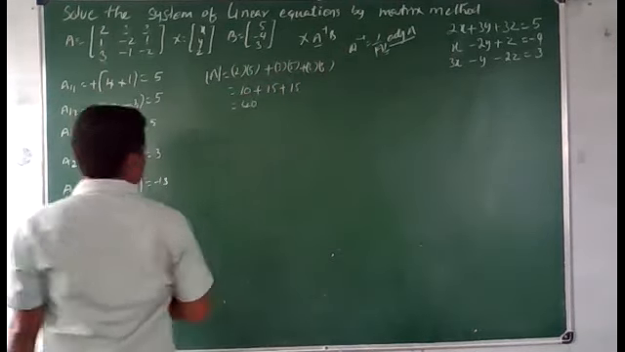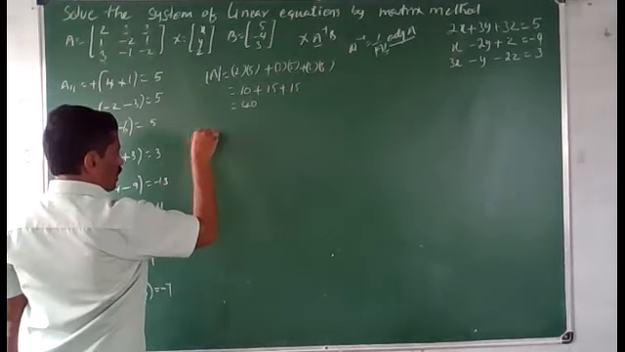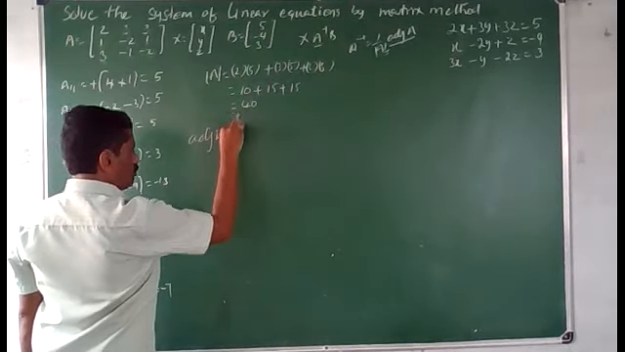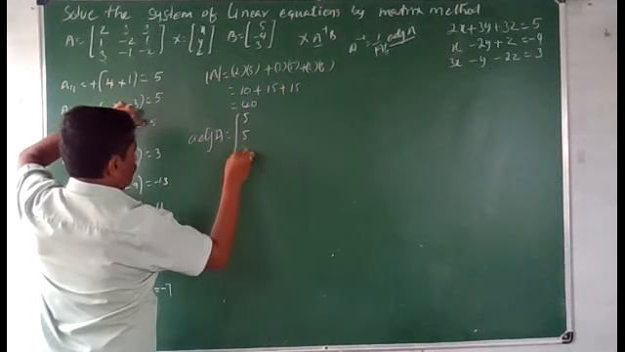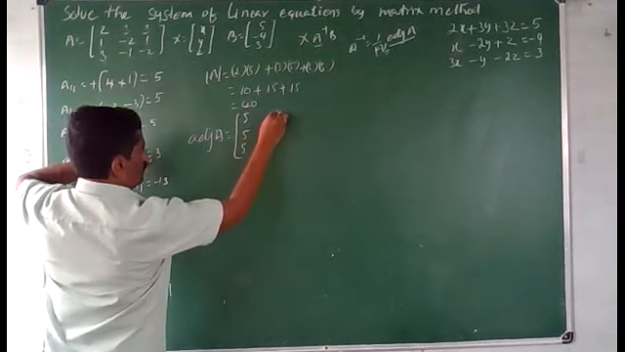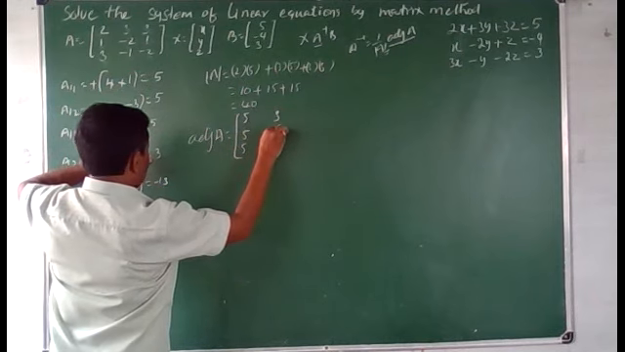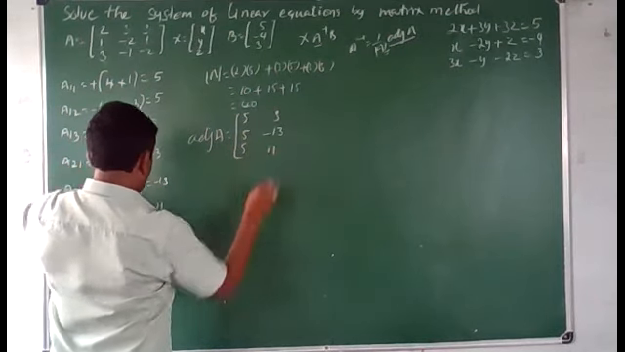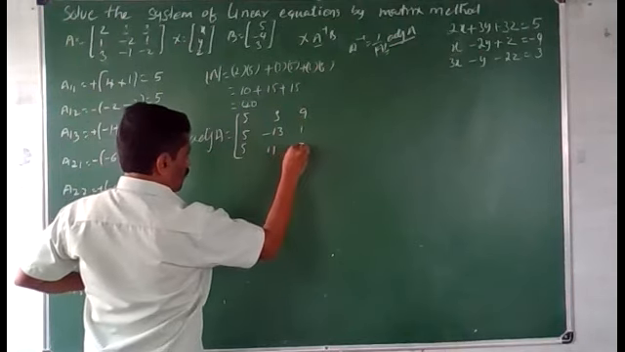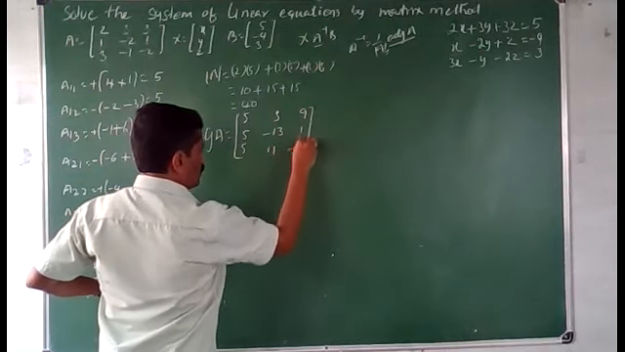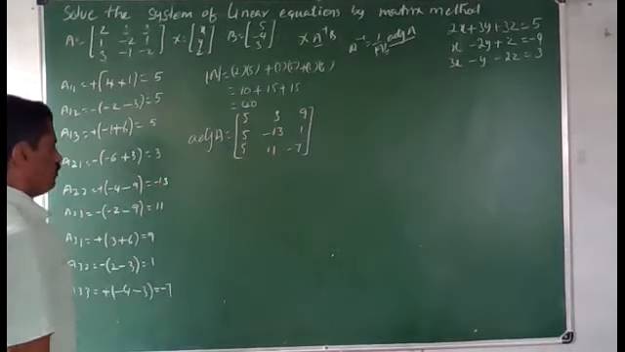So we need to find the adjoint matrix. Adjoint of A is equal to the matrix 5, 5, 5. Again, we have 3, minus 13, 11. Then we have 9, 1, minus 7, minus 7. Okay, so we have the value of x.